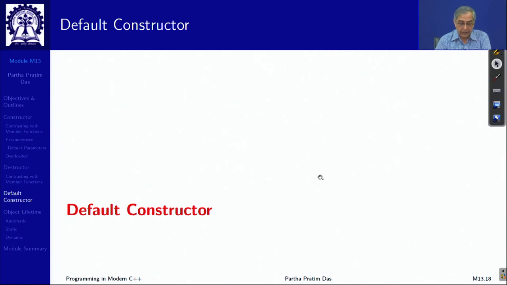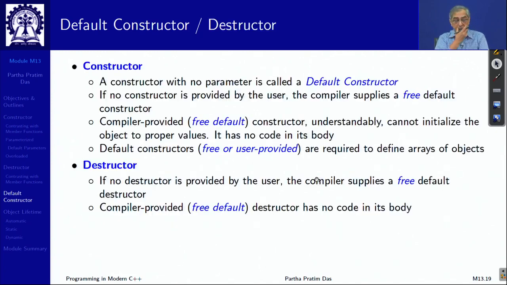Okay. There is a special type of constructor. A constructor without any parameter is called a default constructor, right. Actually, if you define a constructor and default all its parameter values, then also you are actually having a default constructor, because it is possible to call it without any parameter, right. But you can choose not to have a default constructor.